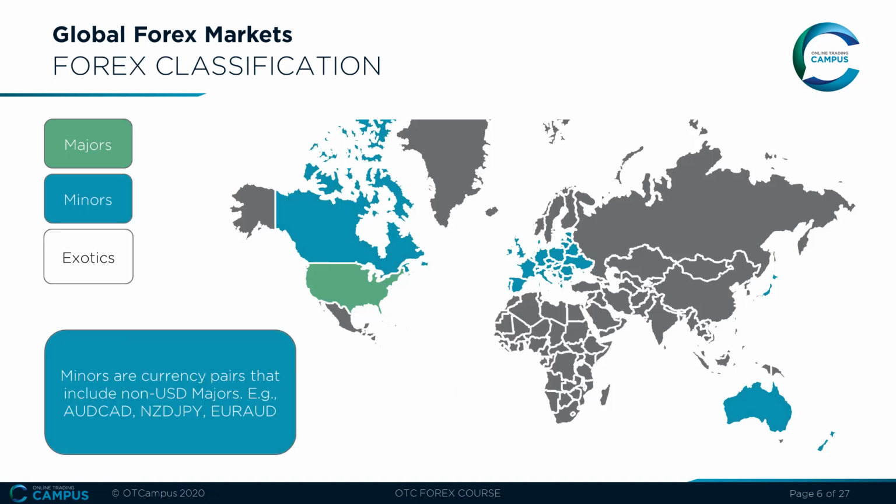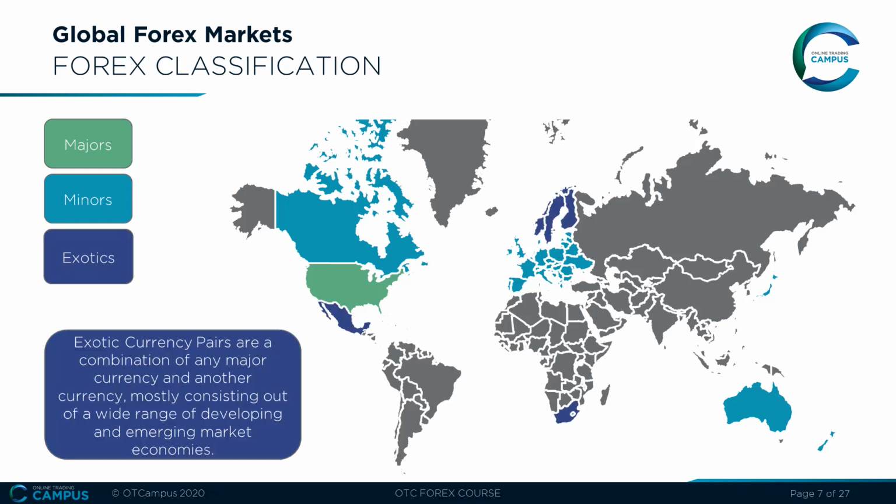Cross pairs or minors are currency pairs where the US dollar is eliminated in the equation. They are pairs that include non-USD majors. For example, Aussie CAD, New Zealand JPY, or Euro CAD. Other very popular minors are Euro JPY or Euro GBP. These two pairs have become so popular and are traded so frequently that some brokers have included those two within their own major currency pair lists.